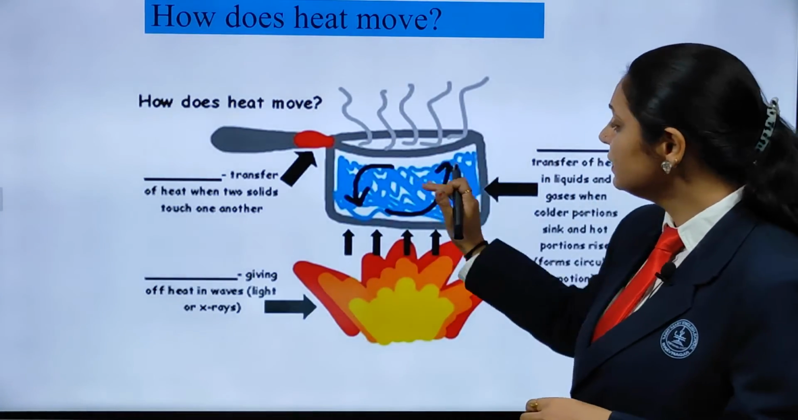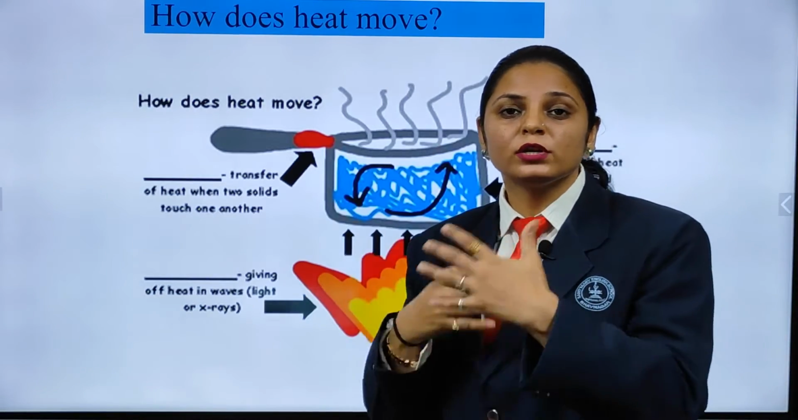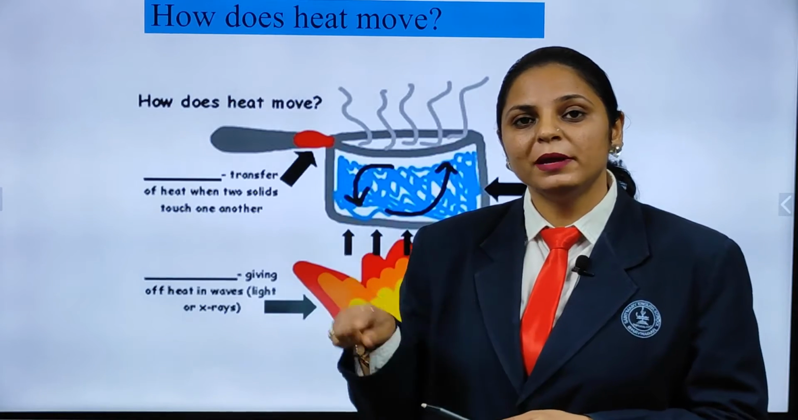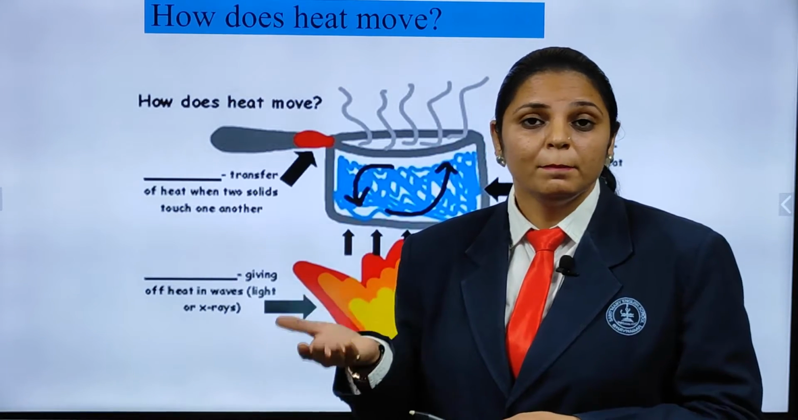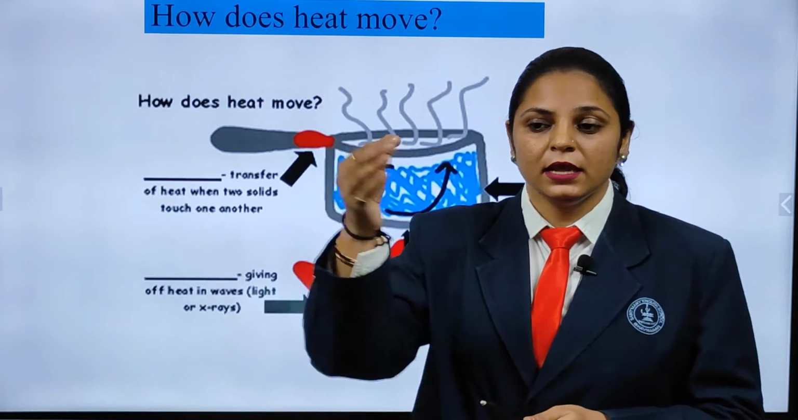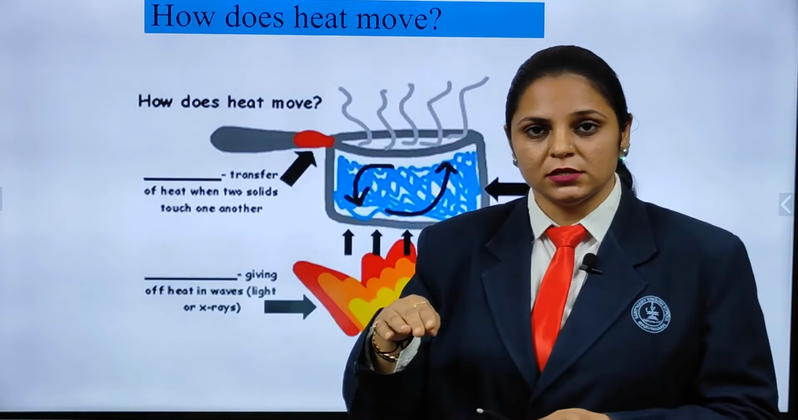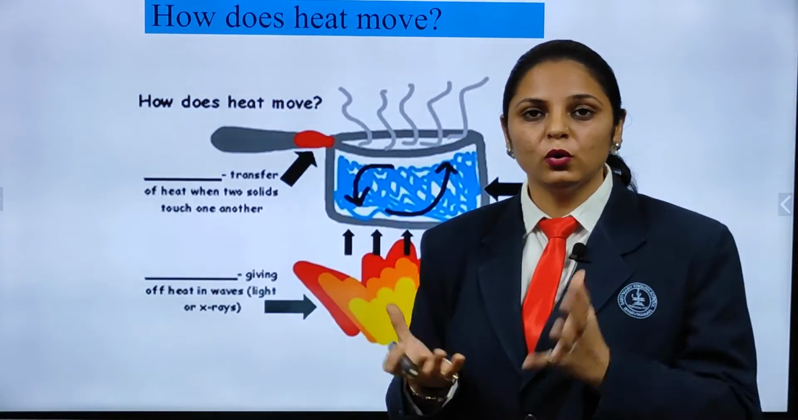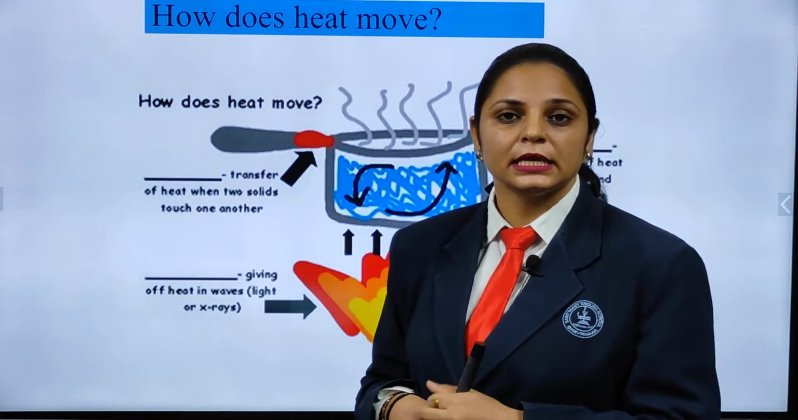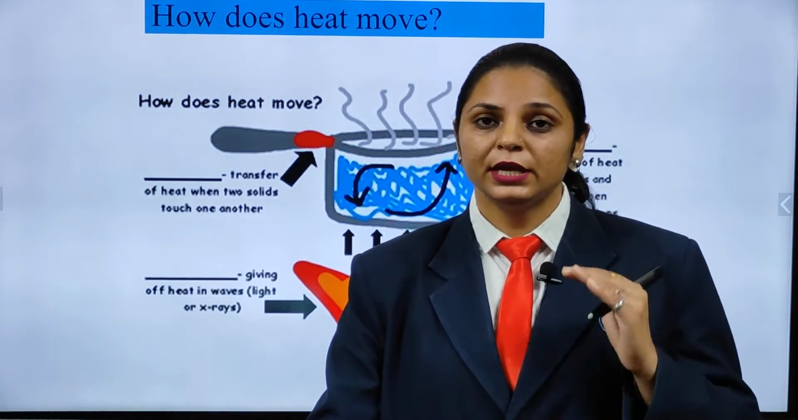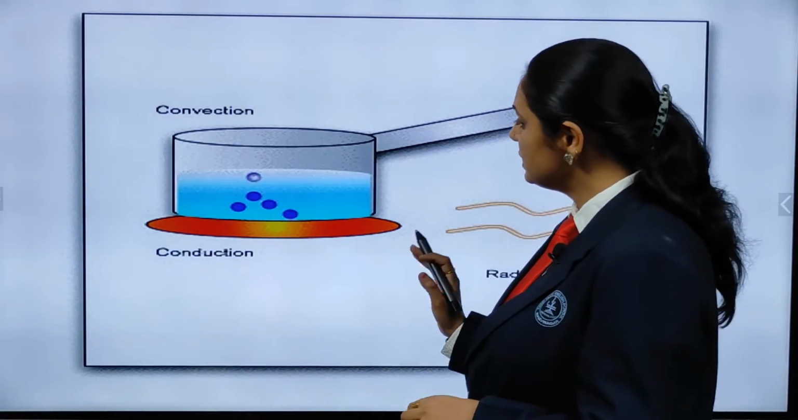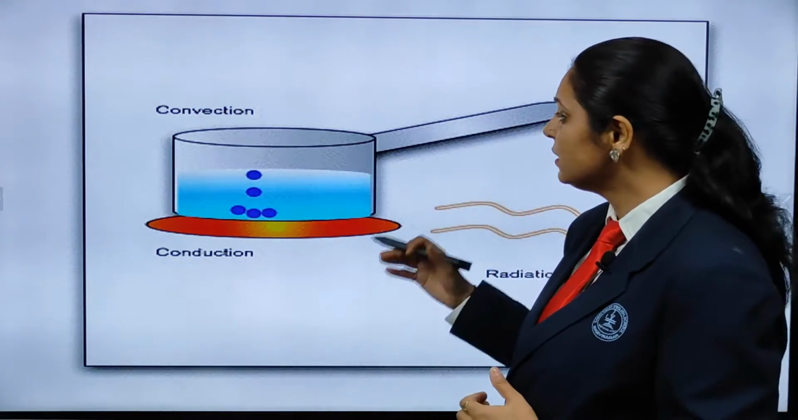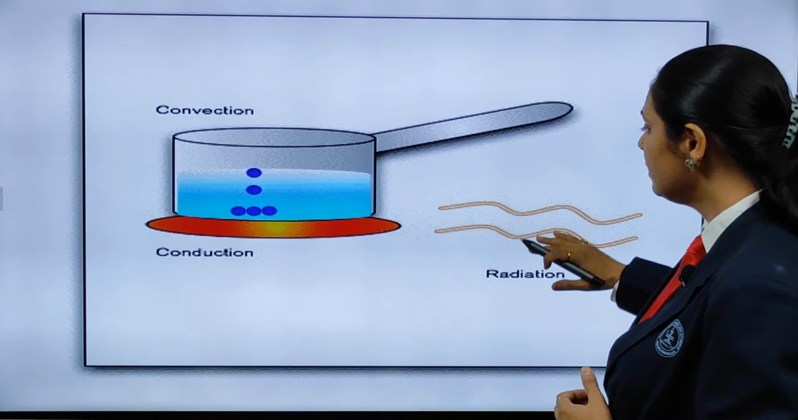Internally, when the food is being cooked inside a utensil, there is a liquid inside it. How does that liquid become hot? Initially it was cold, but slowly when it gets the heat, the molecules move faster, start moving in a circular motion, and the whole material gets heated up. So this is how heat moves, and this is the diagrammatic representation of how heat is transferred in three ways: convection, conduction, and radiation.